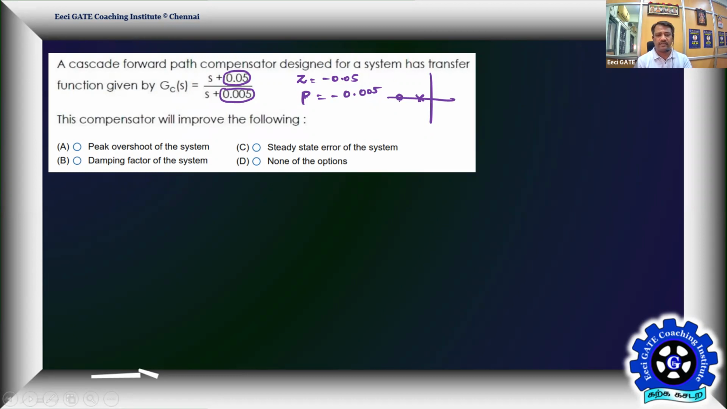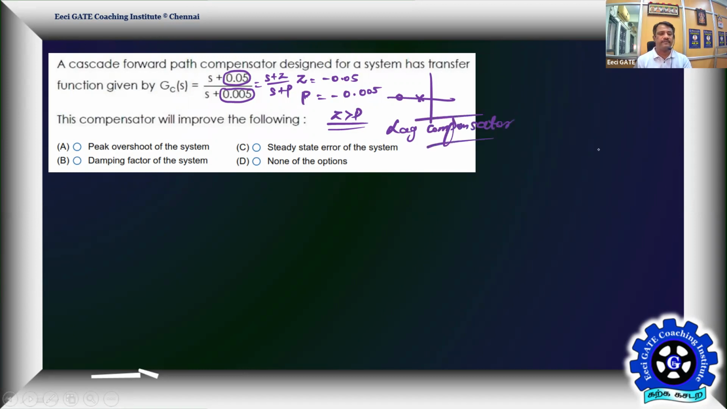Okay, that means let me say this is S plus Z. What is the structure then? Let me write this in the form of S plus Z by S plus P. So Z is greater than P. Z is greater than P means it's a lag compensator. It's a phase lag compensator.